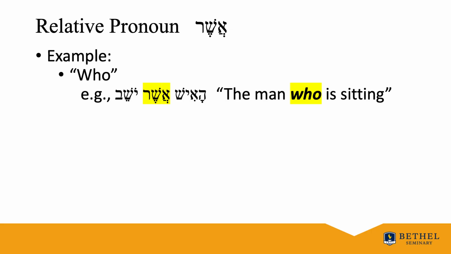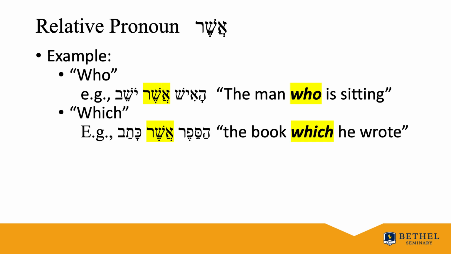So let me give you examples of the various ways the relative pronoun can be translated. In this example, ha'ish, asher, yoshev, we're talking about how the asher is modifying a person. In these instances, asher should be translated as who. But when asher is further describing an object, probably the best way to translate asher is which. In this example, ha-sefer asher katav, the book which he wrote. Because we know that in English, calling a book who is just funny English.